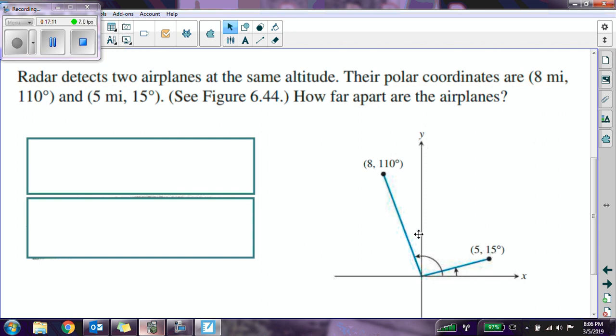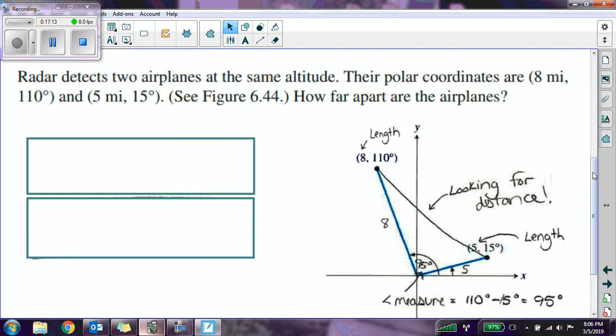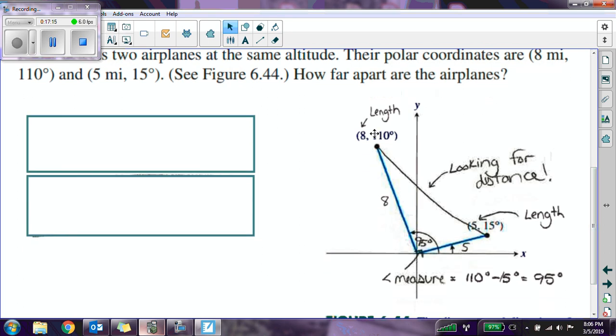So I graphed what we knew so far. We said the 8 and the 5 are the lengths of these 2 sides, and we're looking for the distance between them, this distance here. So what we can do is look at this as a triangle. If we know this is not 5 degrees, it was 15 degrees, and if we know this entire angle here was 110 degrees, we know this angle here of the triangle is only 95 degrees by subtracting the 2 from each other.